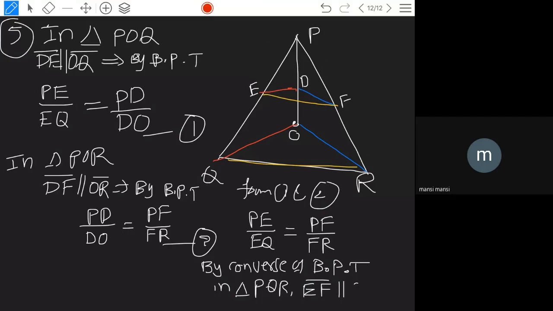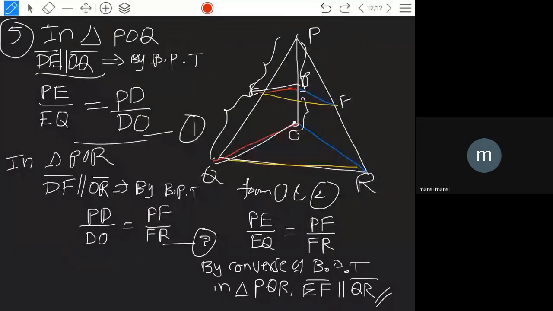See here, actually there are three triangles in this. Two things are given to you. First thing given: DE is parallel to OQ. So this is DE and this is OQ. From this you are going to get PE by EQ is equal to PD by DO, that I have written here. Is it clear, this part?